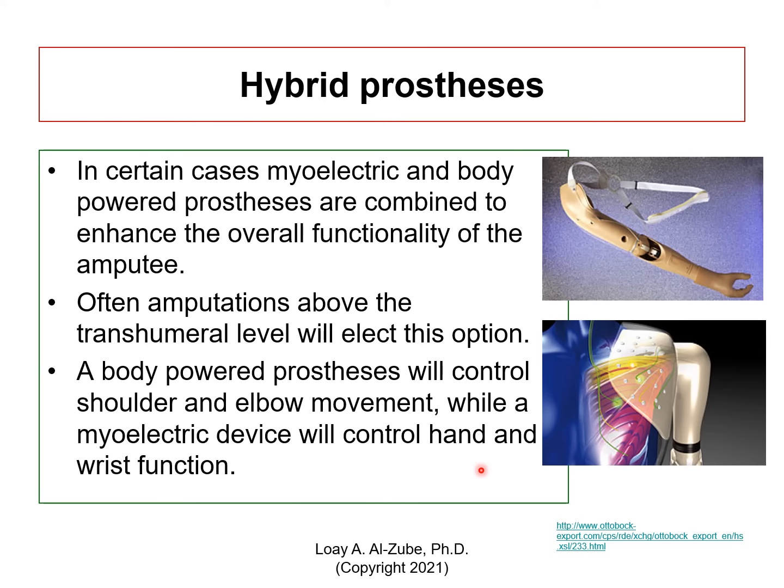The body prosthesis will control shoulder and elbow movement, and there are two joints now, and that's heavy, while the myoelectric device will control the hand and wrist function. So you can have something attached to the body, but then you need to move the end effector.